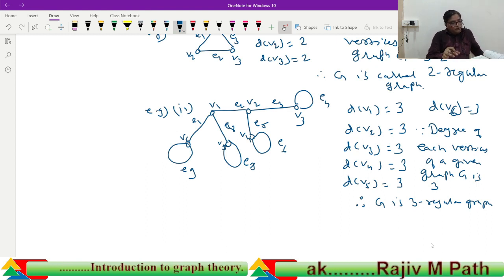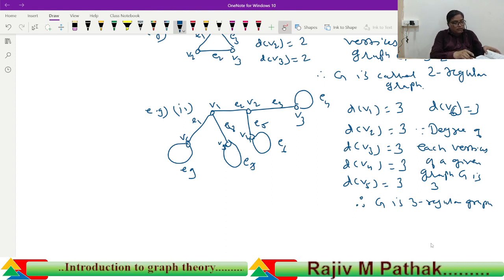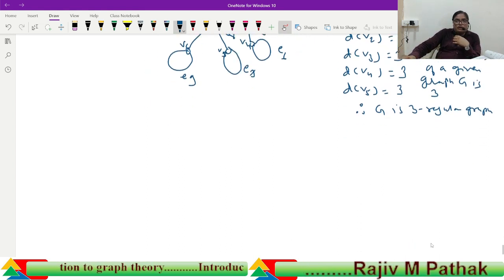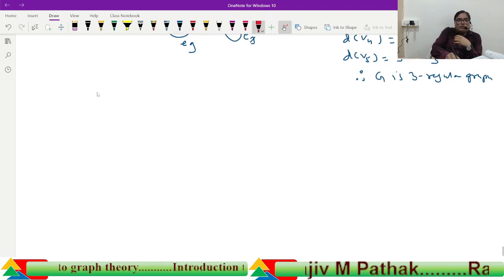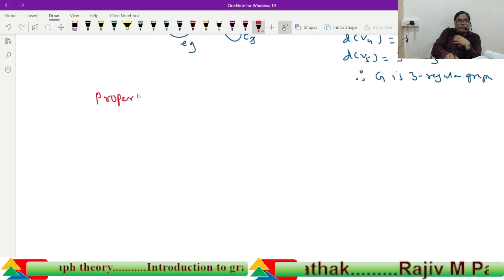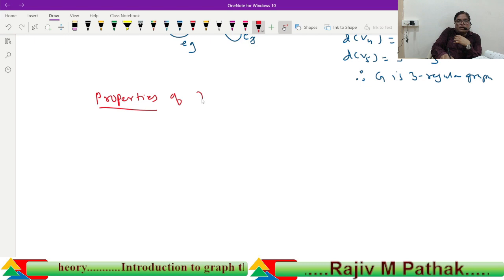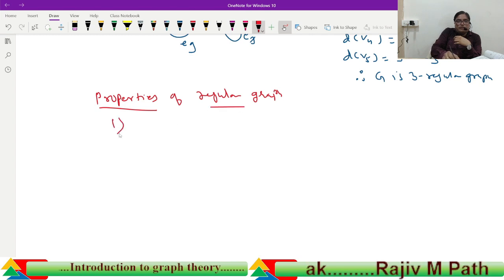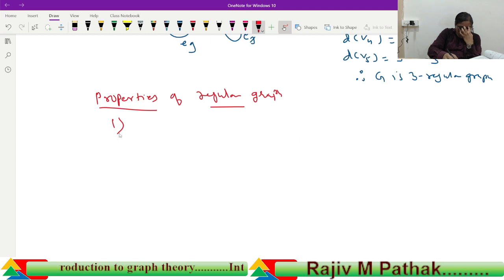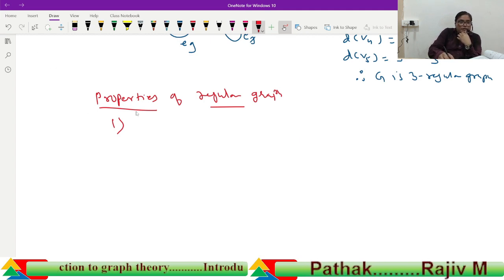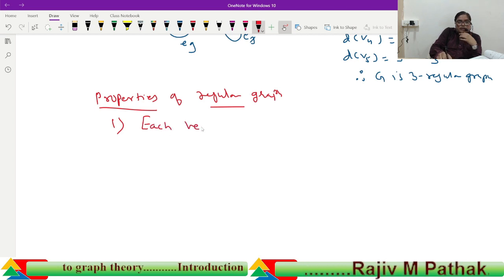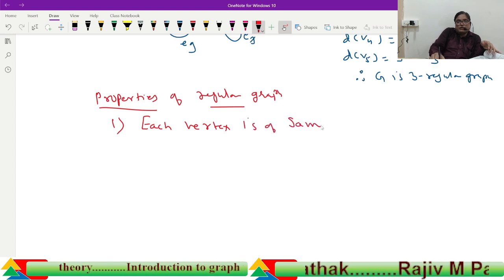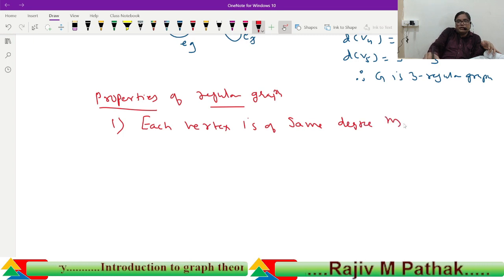So that is what a regular graph is, and you can construct examples. Now, what are the properties of a regular graph? Because we require properties in solving the problems. So, properties of a regular graph. First property, property number 1: each vertex is of the same degree m.